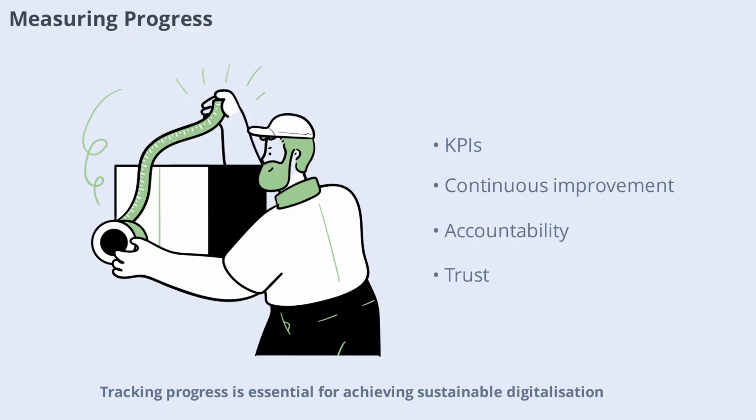Tracking progress is essential for achieving sustainable digitalization. Key performance indicators, KPIs, such as energy use, emissions, and recycling rates help organizations monitor their impact. Regular measurement enables continuous improvement and accountability. Transparent reporting also builds trust with stakeholders. Let's now look at the role of leadership in driving sustainability initiatives.